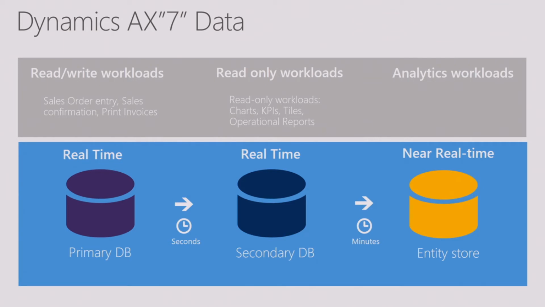However, for analytical purposes, we keep another copy of a database that's called the entity store. Now, the entity store is a little different. The primary and the secondary are an exact copy of the database. So AX has what, 4,700 tables? The secondary copy has 4,700 tables, whereas the entity store is actually denormalized so that from Power BI, it's very easy to work with.